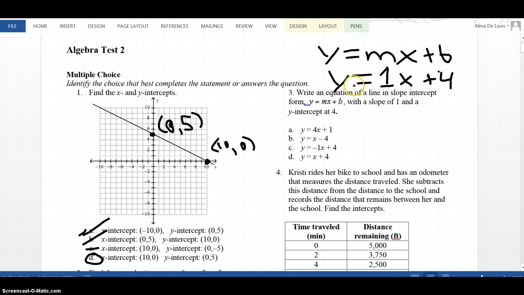So my equation should be y equals 1x plus 4. If you have a 1 in front of a variable, you do not necessarily need to write it. So that is the same thing as saying y equals x plus 4, where the x just has an invisible 1 in front of it. And our answer clearly has to be D.